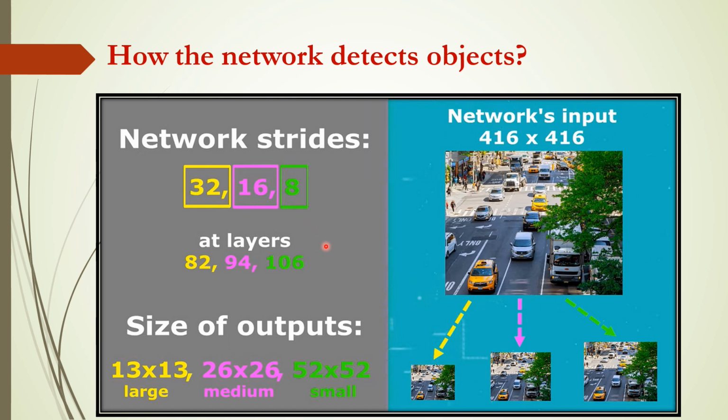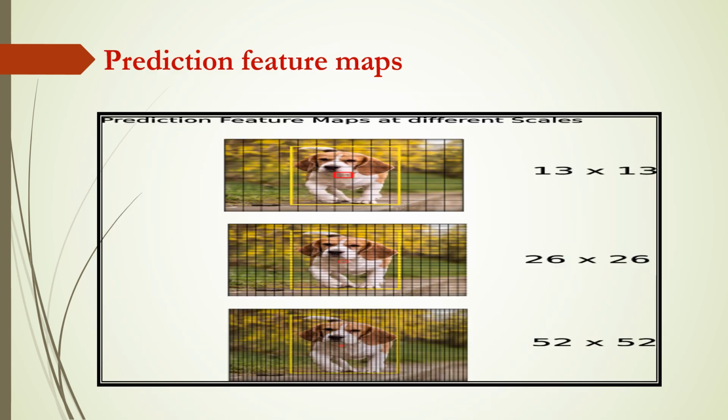This is the reason why the network input must be divisible by 32. Because if it is divisible by 32, then it is also divisible by 16 and 8 as well. So these are just prediction feature maps at different scales.